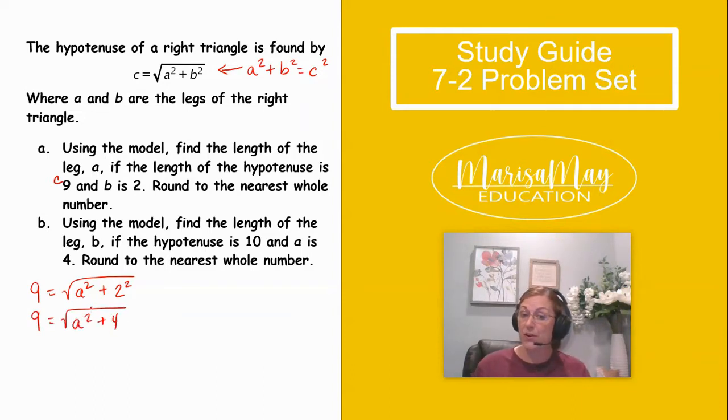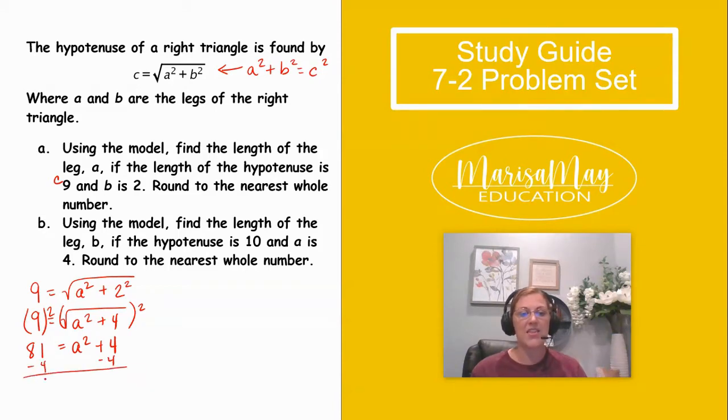Now, the first thing we need to do is get rid of that square root, and we do that by squaring both sides of the equation. So 9 squared is 81, and then squaring a square root actually removes the square root. So you've got A squared plus 4. Now you can subtract 4, and that gives us 77 equals A squared.